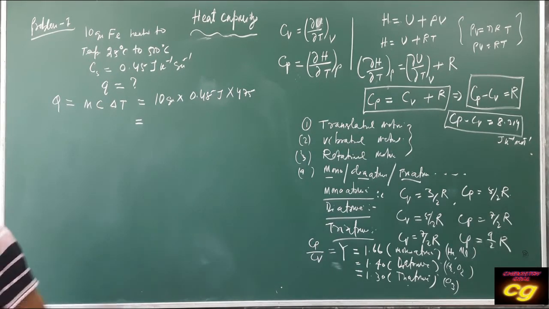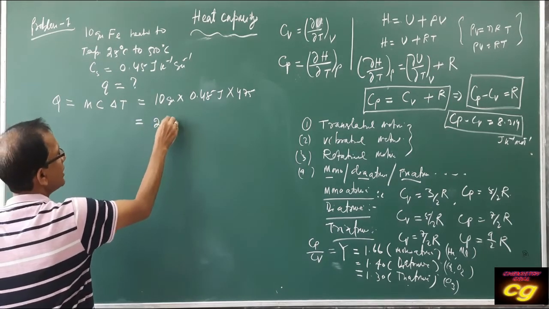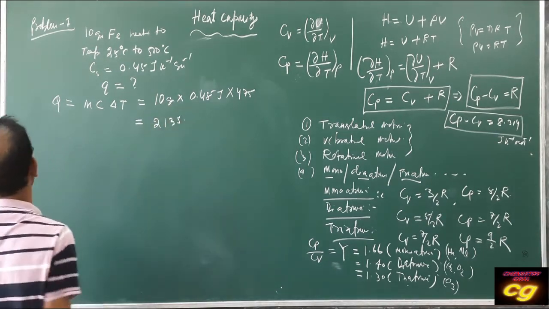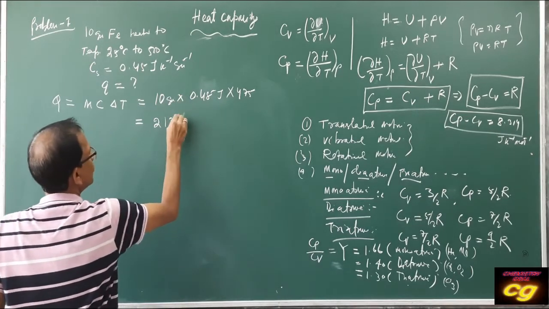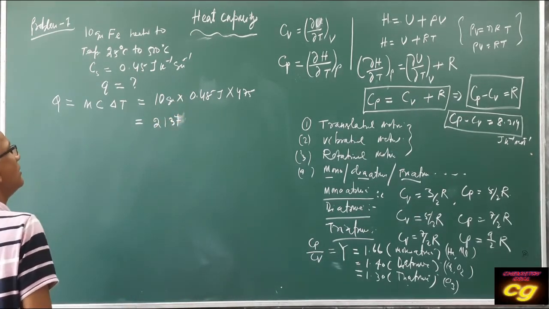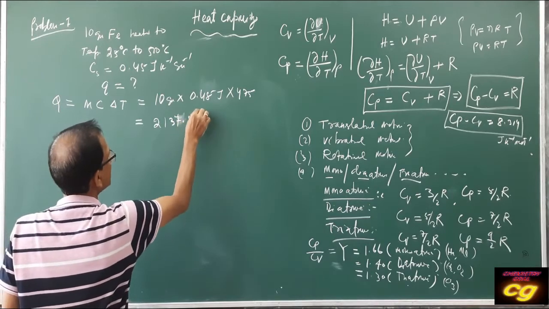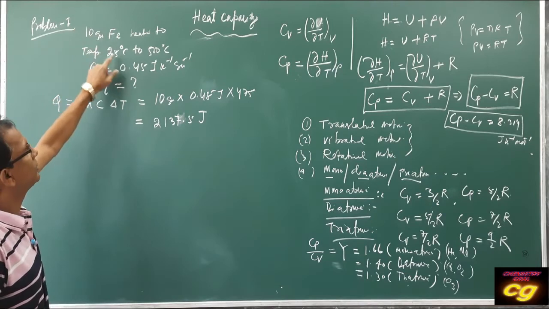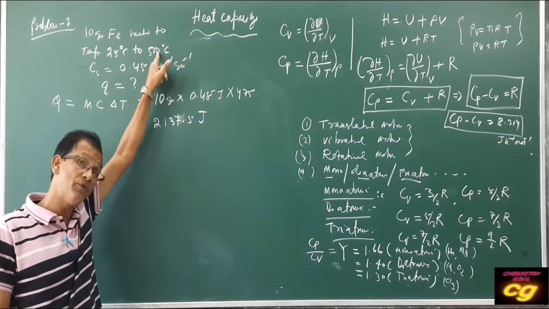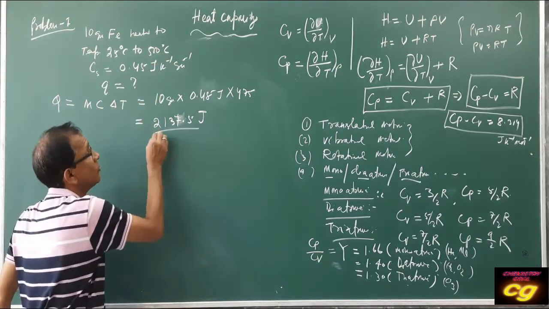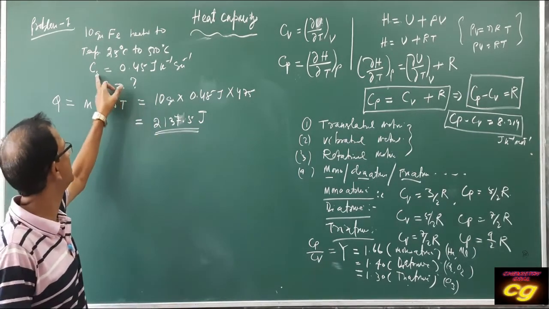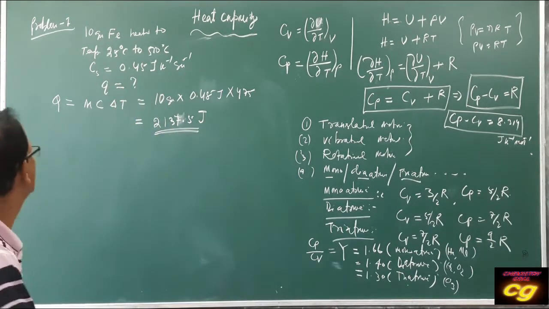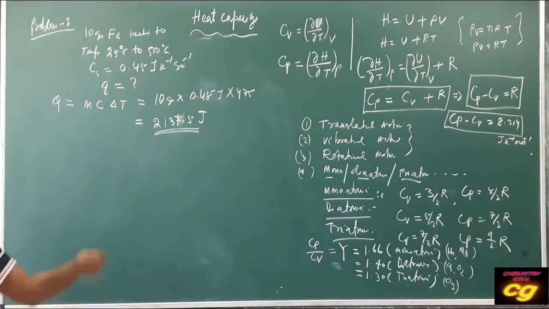So the result will be 2137.5 joule. This much heat is needed to raise the temperature of 10 gram of iron from 25 degrees Celsius to 500 degrees Celsius. It depends on the specific heat. So this is regarding the calculation of the amount of heat required.